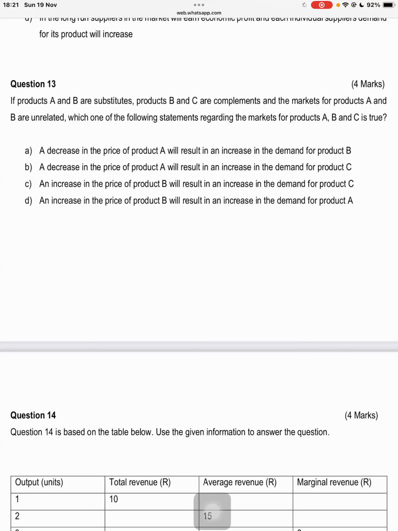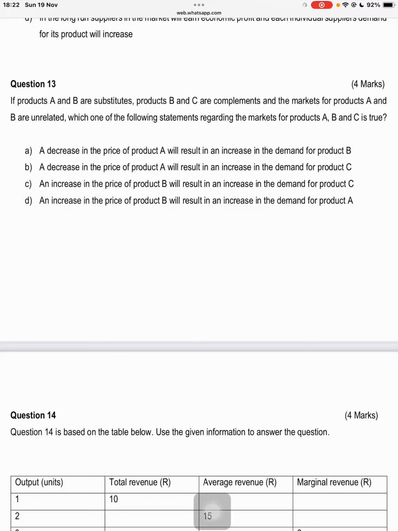So from the options that are given here, A states that a decrease in the price of product A will result in an increase in the demand of product B. Can we establish that to be true? A decrease in the price of product A, and A and B are substitutes. We are having an increase. Obviously, we now have a positive and a negative as a result of that, which is not entirely true, because the decrease in the price of product A will not result in people moving to the alternative, which is product B. So therefore, A is not true. B is out because we do not have any relationship between A and C.